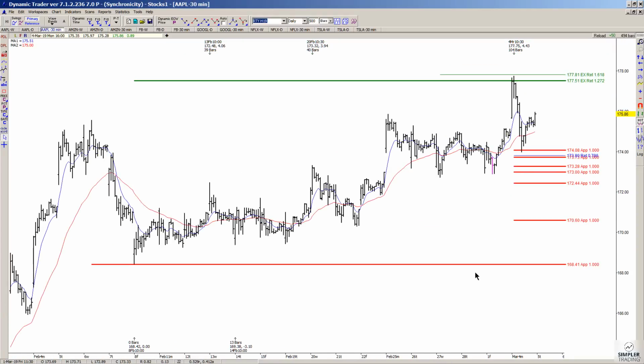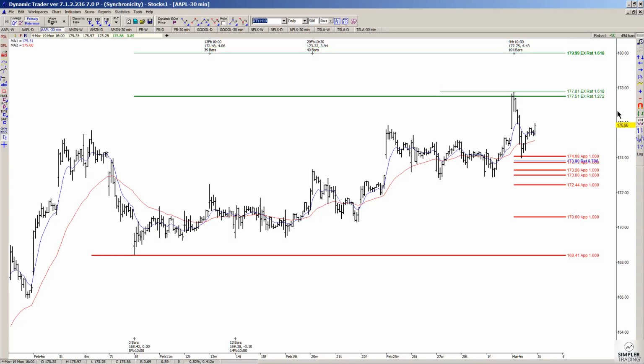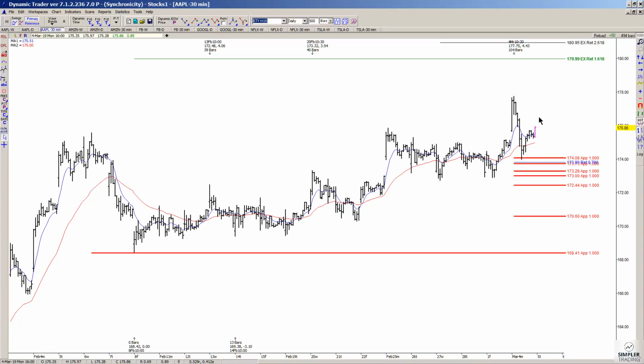Well, you keep on setting up the pullbacks until they don't work anymore. Obviously there's going to come a time where, if Apple's no good anymore, it's going to start breaking the supports, and setting up these pullbacks is just not going to work. And you would basically be stopped out if it goes below a key zone. But as far as the pullback that we saw today, this is the way I have to look at it.